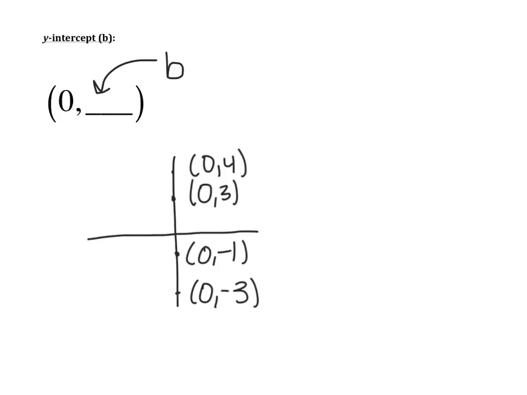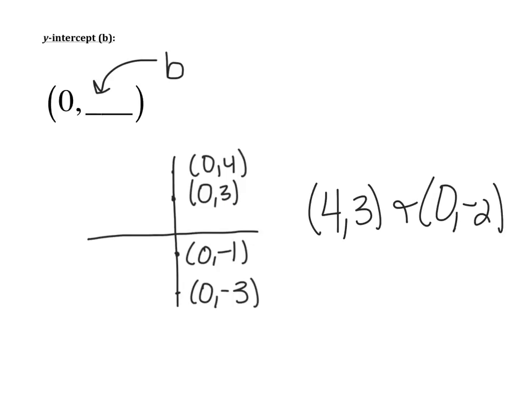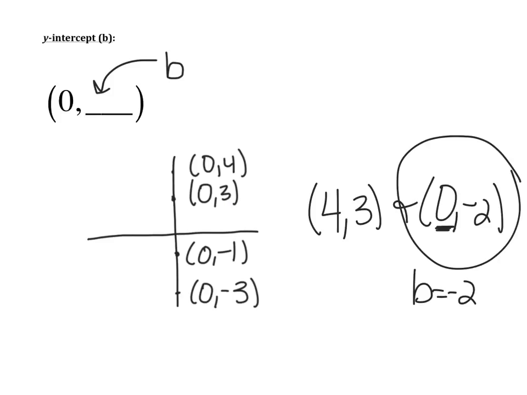b value. So if I was given the 2 points 4, 3 and 0, -2, I would know that this is my y-intercept because I had a 0 for the x. So my b value would be -2. This point 4, 3 is not the y-intercept because it did not have a 0 for the x value. So again, 0 comma something, that something is your b value.